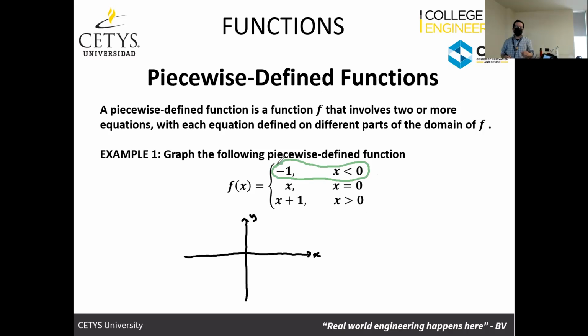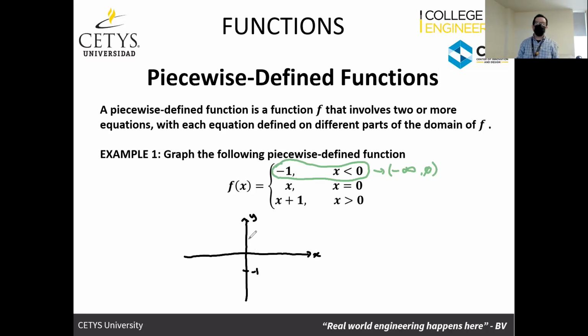And the first section says that f of x is equal to -1 when x is less than 0. X is less than 0 means that it's going to be for -infinite to 0. And the value is -1. So we're going to mark the -1 here. And this is a constant.